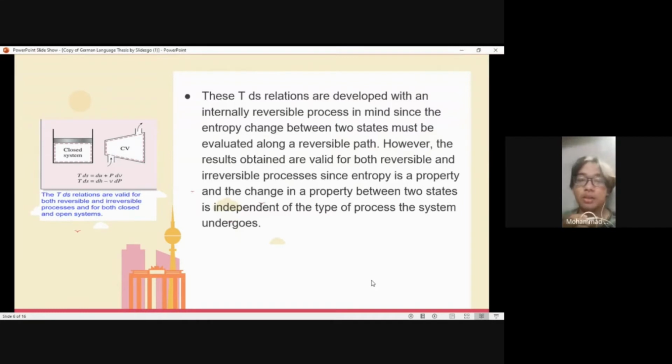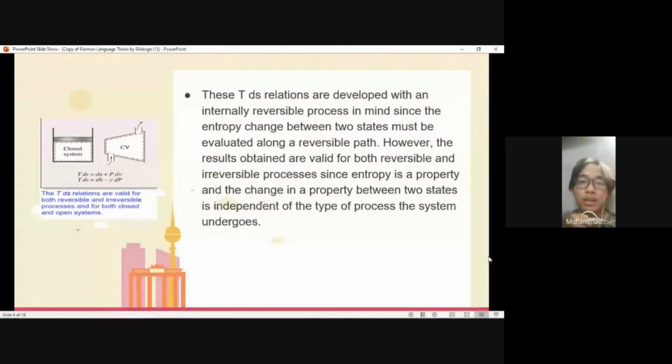These TDS relations are developed with an internally reversible process in mind, since the entropy change between two states must be evaluated along a reversible path. However, the results obtained are valid for both reversible and irreversible processes, since entropy is a property and the change in property between two states is independent of the type of process the system undergoes.